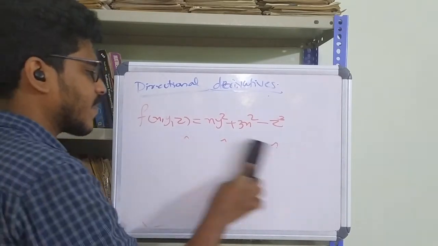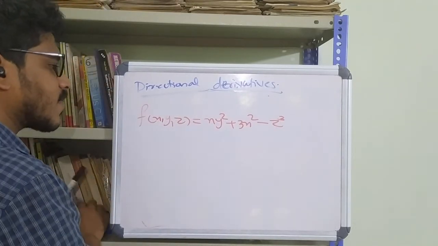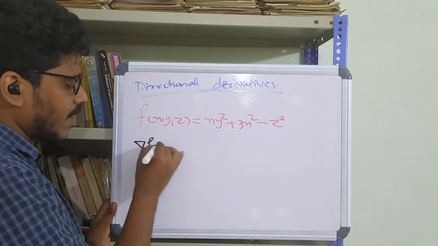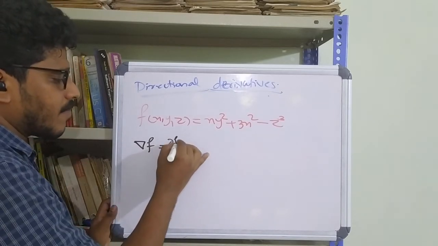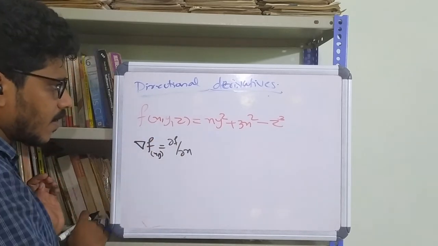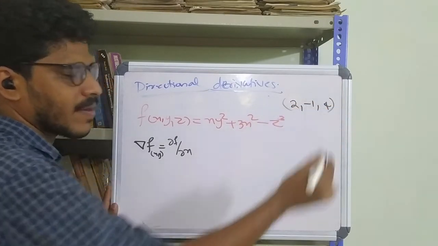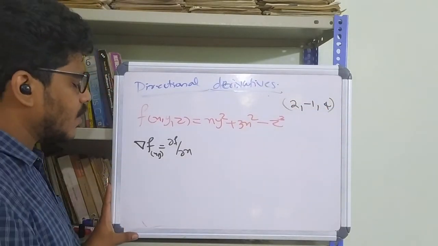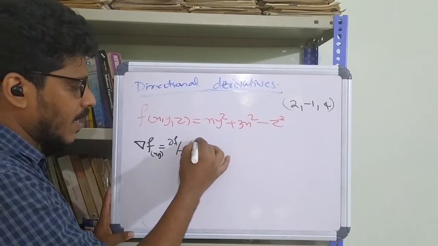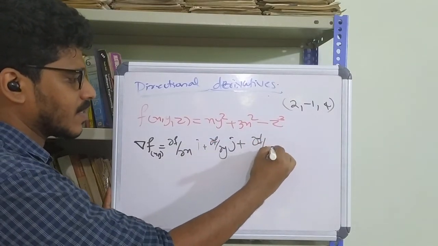Okay, so let's find the gradient of this function. If f of xyz equals xy squared plus 3x squared minus z cube, grad f equals dou f by dou x. Suppose the question is to find the gradient of f at, say, the point 2, minus 1, 4. Let it be there. So let's find the gradient at xyz in general: dou f by dou x i plus dou f by dou y j plus dou f by dou z k.